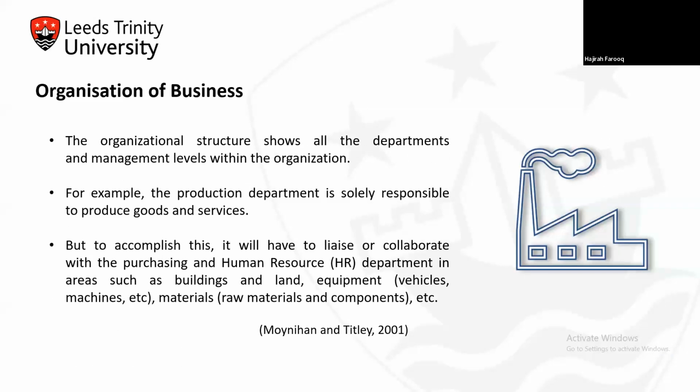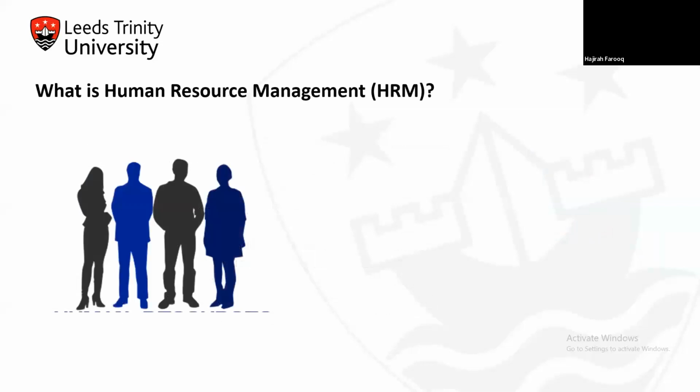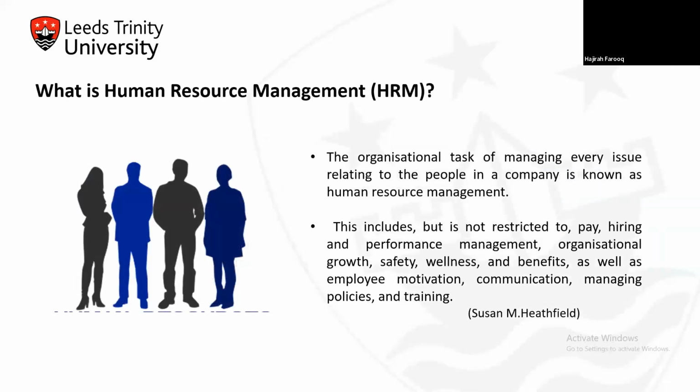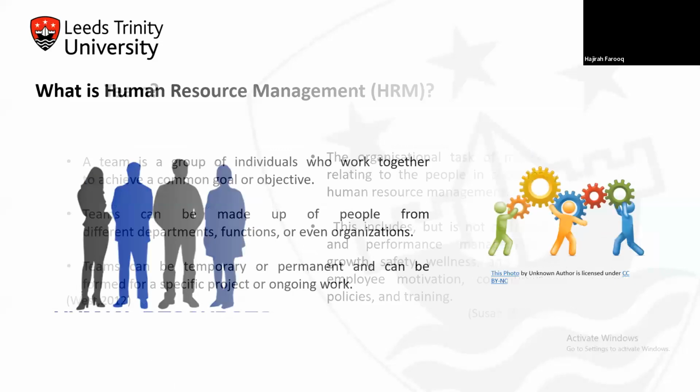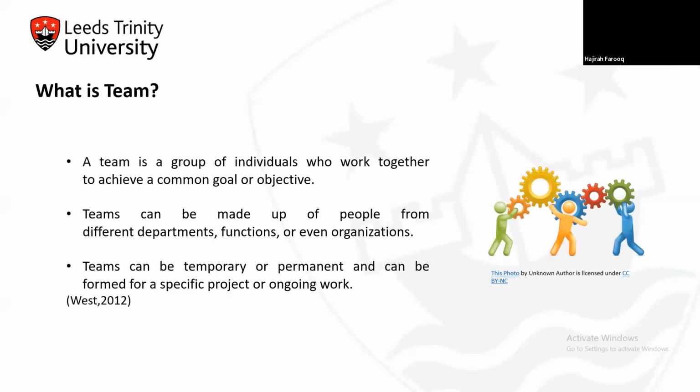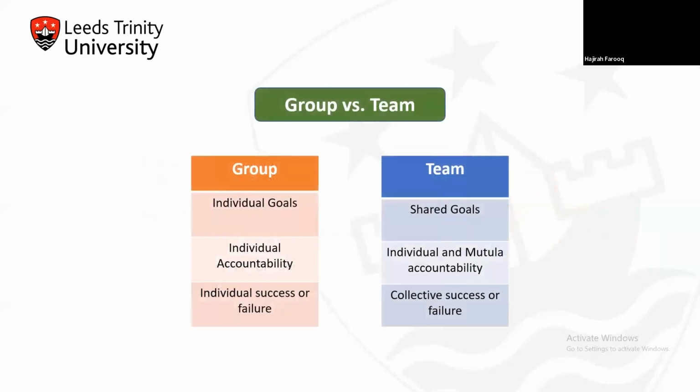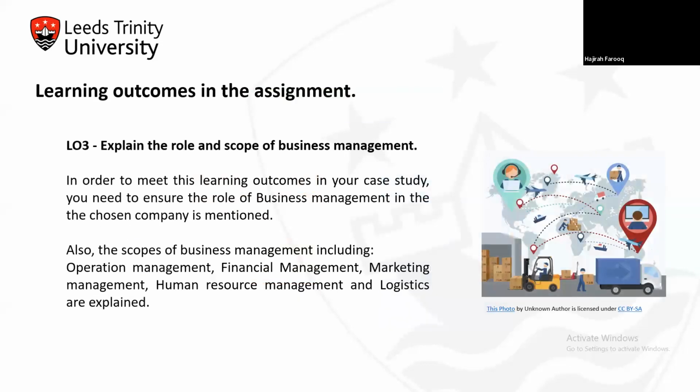Then we discussed the same topic a little further, just for the sake of revision. Then we discussed what is human resource management, which we have already discussed. This is the revision because it's the last academic week, so we were revising everything. And then we discussed what is a team, and the different groups and teams. Then we discussed the third learning outcome again, explaining the role and scope of business management.